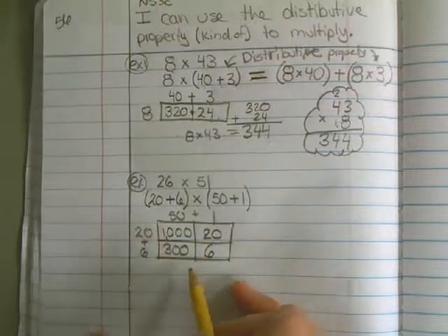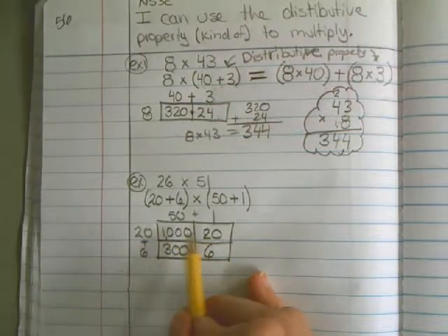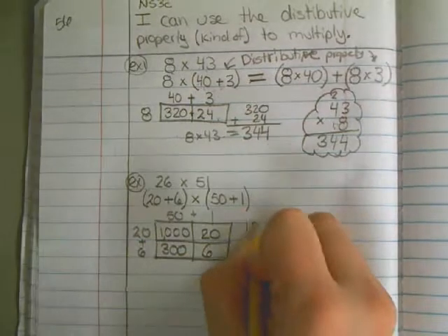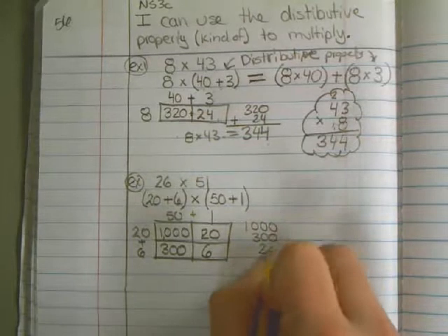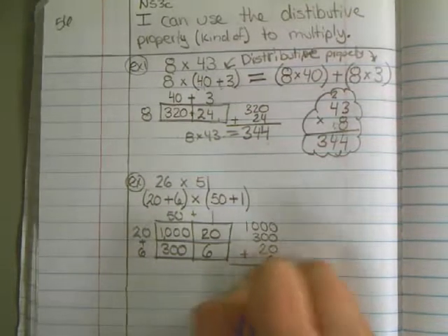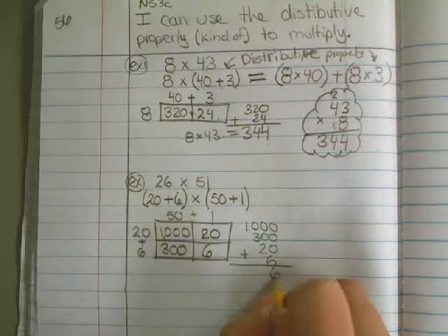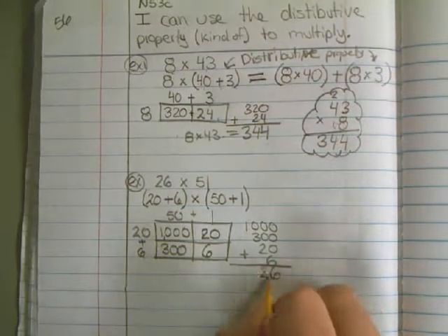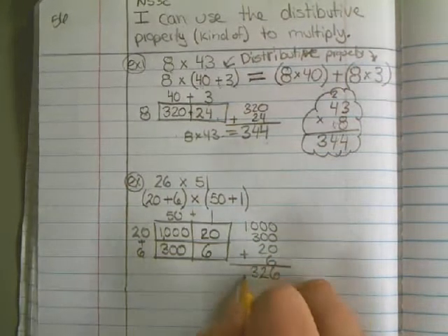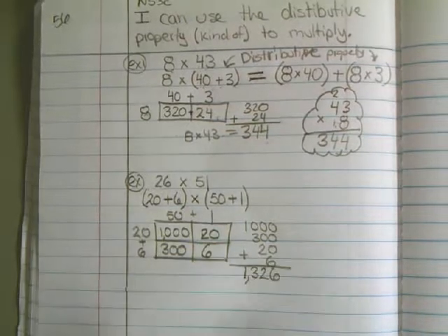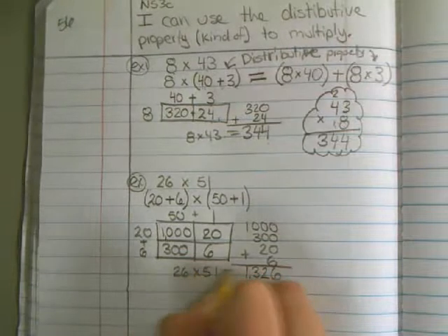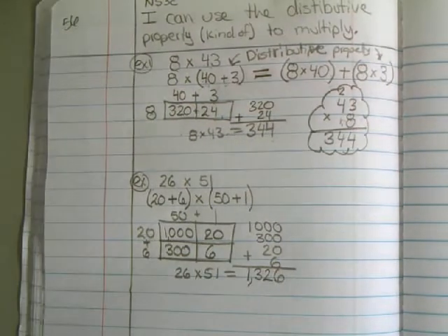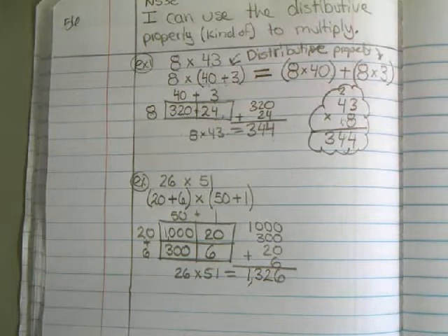again, we're going to add them back together. So we have 1,000 plus 300 plus 20 plus 6. 6 plus 3 zeros is just 6. 2 plus 2 zeros is 2. 3 plus 1 zero is 3. And then the 1. So 1,326. So 26 times 51 equals 1,326. Okay. Questions so far? Anybody?